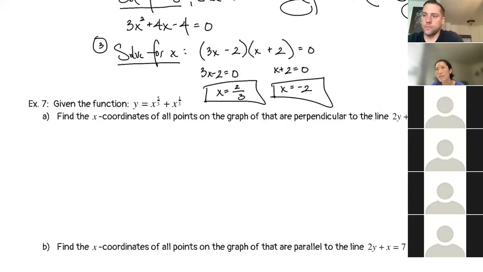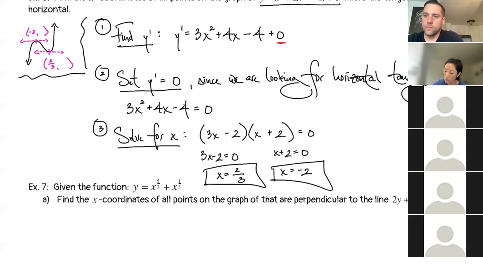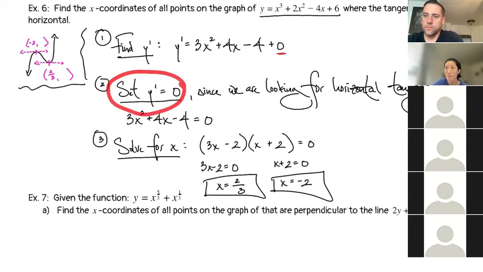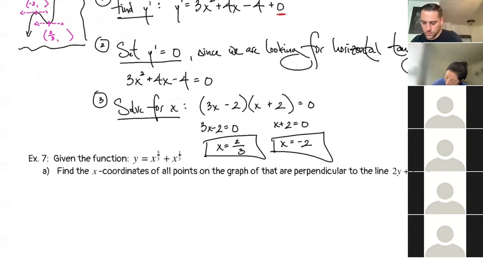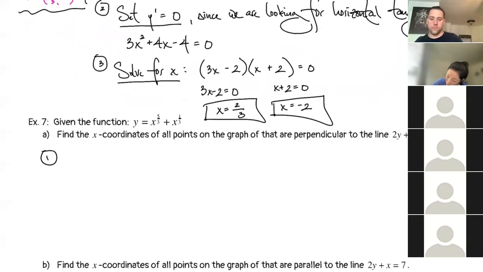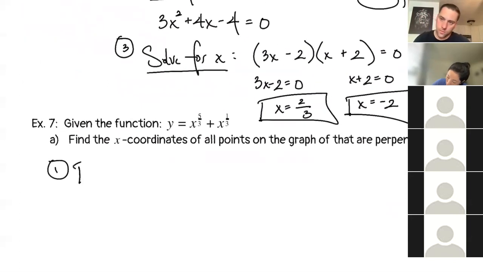And Luca says setting it into 0. So before we set y prime equal to 0, but this time we want to set it to the negative reciprocal of the line that we're given. Okay, that is exactly right. That is exactly right. Okay, and so if we were to modify this, we might say our first step is to find y prime. Okay, good.